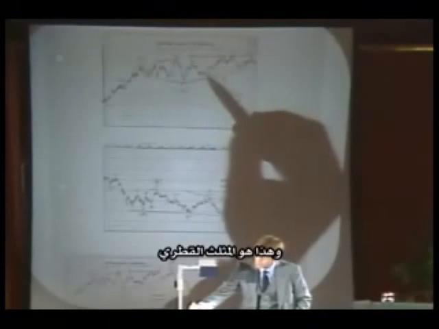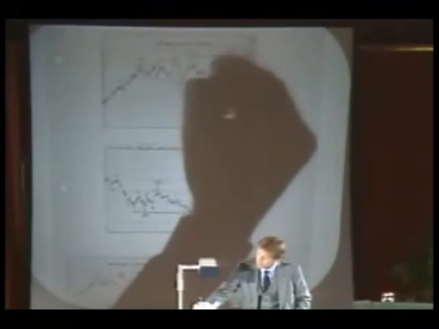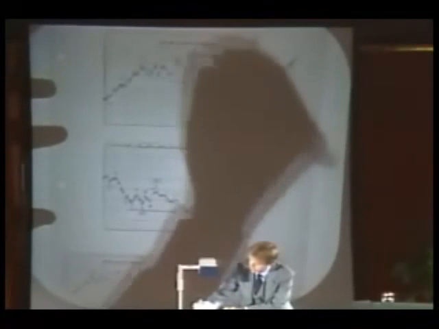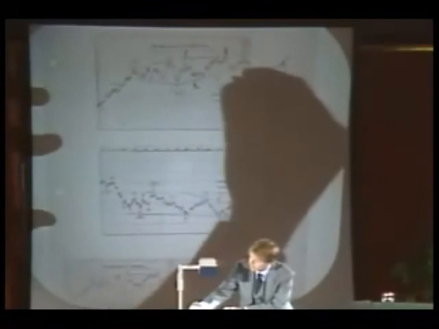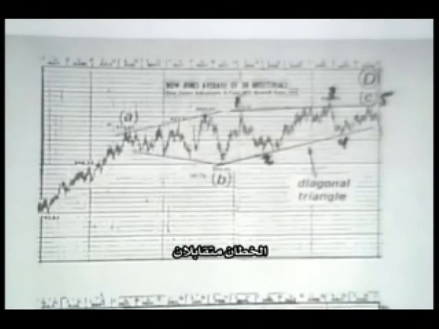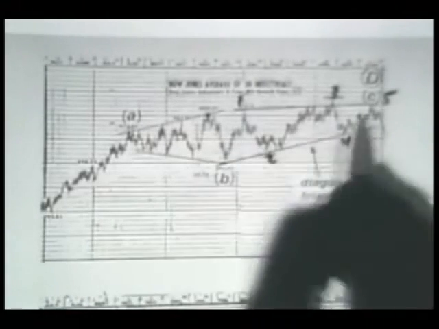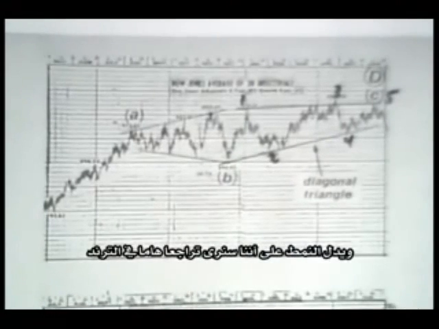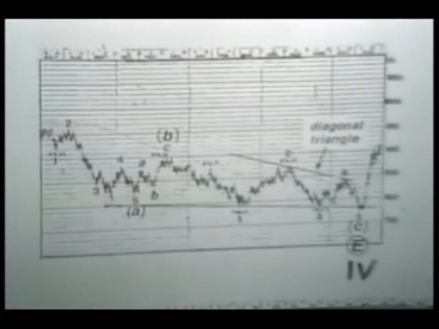And here's a diagonal triangle occurring in the wave C position. Each one of these waves is best counted as a three-wave structure. The lines converge. The pattern suggests that you're going to see an important reversal of trend. As a matter of fact, this is what the market did over the next 3 months. And interestingly enough, this completed primary wave E within cycle wave 4.